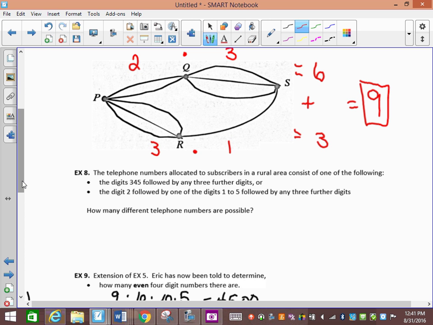Number 8, the telephone numbers allocated to subscribers in the rural area consist of one of the following. The digits 3, 4, 5, followed by any 3 further digits, or the digit 2, followed by one of the digits 1 to 5, followed by any 3 further digits. So we have or in there. So we have 2 cases. Whenever we have cases, we add them, right? Okay.